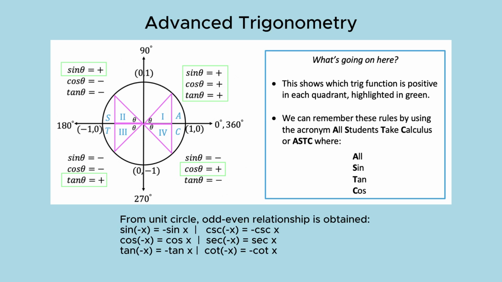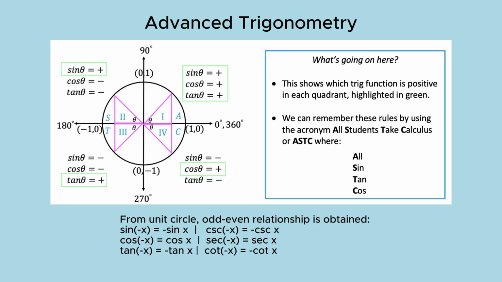And now I want to explain something about what can be derived from the unit circle. As such, there is an odd-even relationship that's obtained, such that sine of negative x gives negative sine x, cos of negative x gives cos x, and tangent of negative x gives negative tangent x. And this can also apply to their corresponding reciprocals.